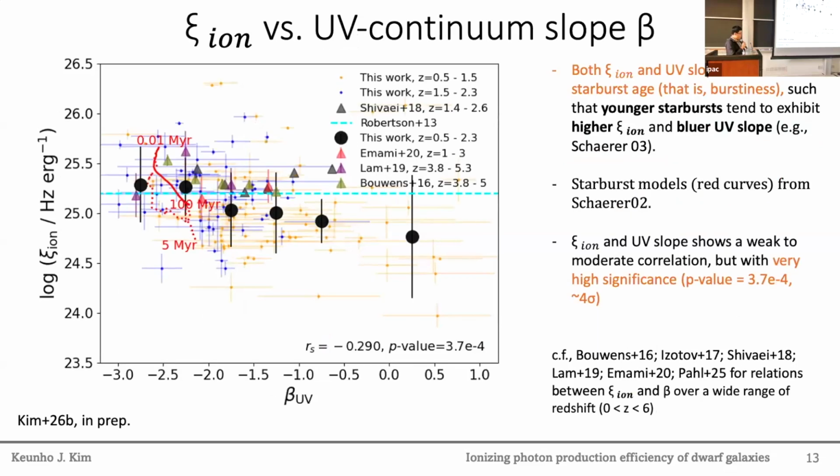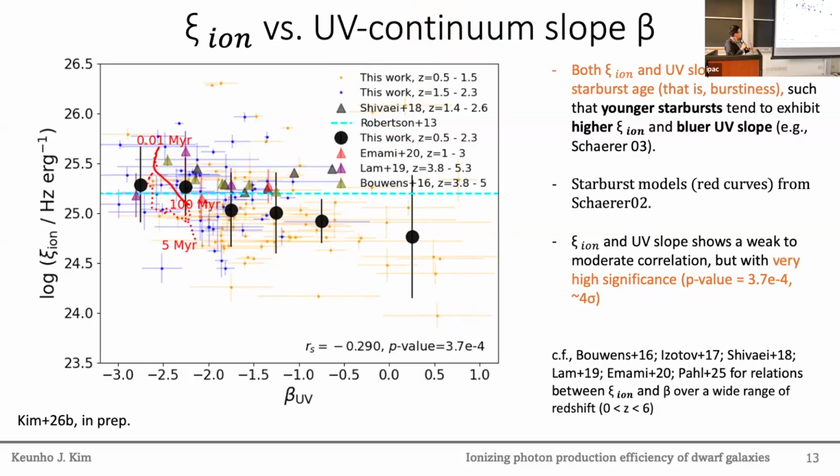We also investigate the relationships of Xi ion with other galaxy properties. This is the relationship between ionizing production efficiency and galaxies' UV continuum slope. UV continuum slope reflects galaxy properties such as the young starburst age, metallicity and dust content. It's been suggested that blue UV slope galaxies tend to have high ionizing photon production efficiency. And in our sample galaxies, we see a clear anti-correlation between these two parameters, such that the blue UV galaxies tend to have increased Xi ion.